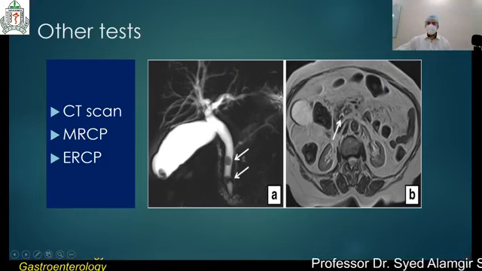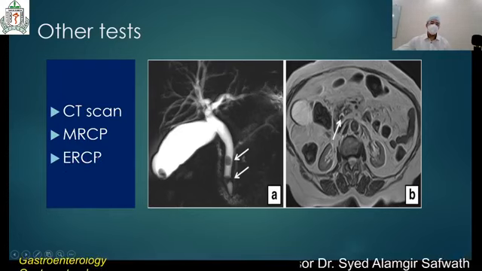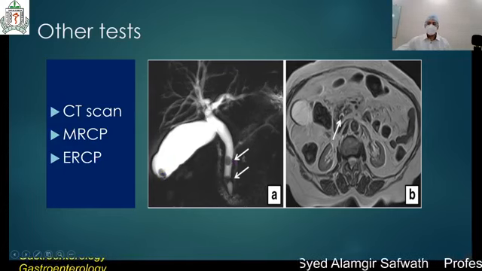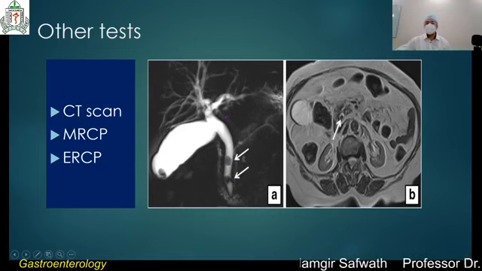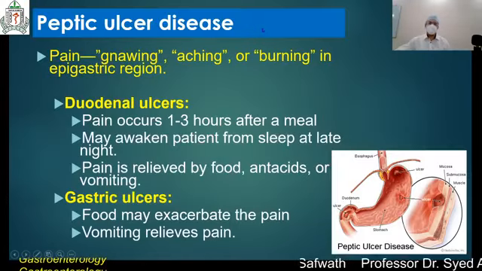And this is a picture of MRCP. MRCP stands for magnetic resonance cholangiopancreatogram. ERCP stands for endoscopic retrograde cholangiopancreatogram. So this is a picture of MRCP, and you can see there is a stone within the gallbladder as well as stones within the common bile duct. So it is very clearly showing the cause of the pain of that patient. So CT scan, MRCP, and ERCP are also very useful tools to reach a diagnosis.